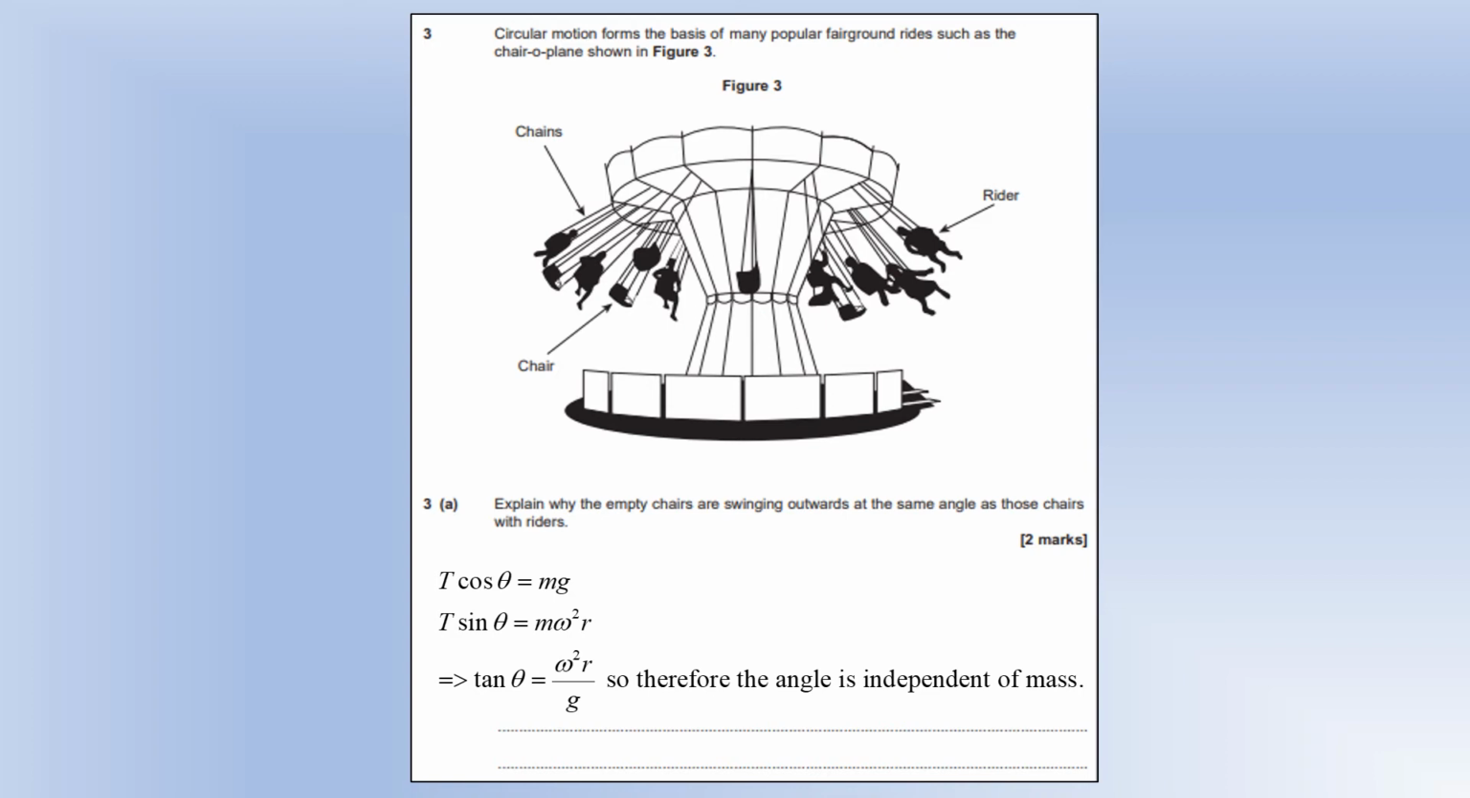I've divided T sine theta by T cosine theta to get tan theta, and you can see you end up with an expression for the angle which is independent of mass, which is why they're at the same angle.